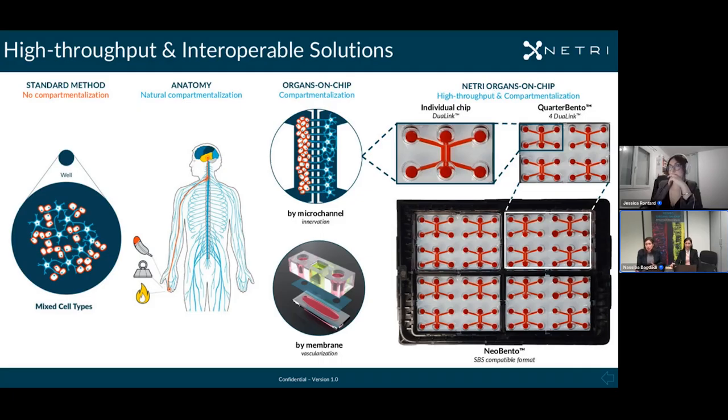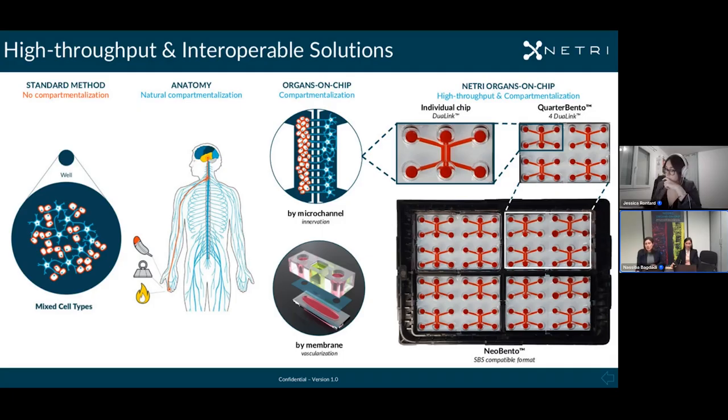As you can see on the right, you have the architecture of our dual link chip, where you have 3 channels with 2 main channels on the left and on the right. And in between you have a second channel that mainly acts as a microfluidic barrier, which means that the liquids from channel 1 and channel 3 are not in contact.